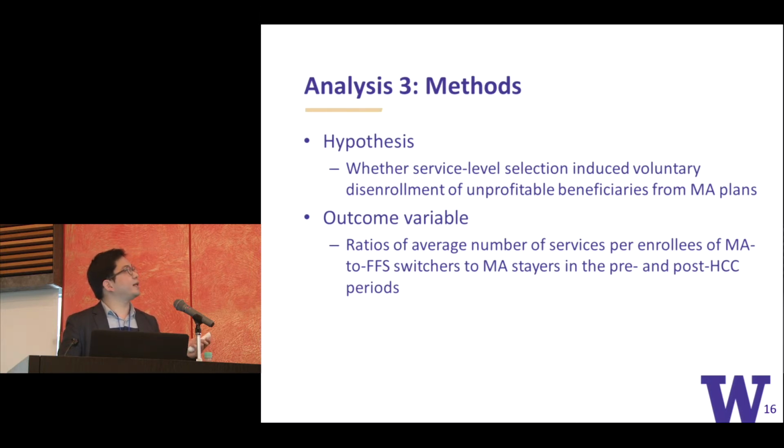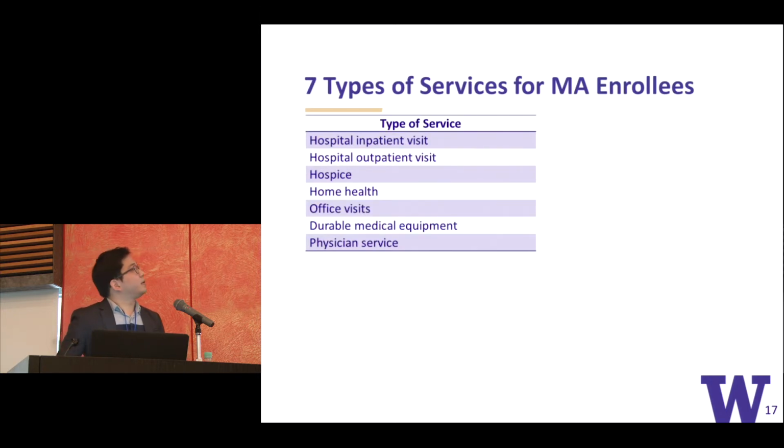And then I calculated the ratios between them for each type of service, separately in the pre- and post-ACC periods. But until 2010, the US government didn't collect claims data for people staying in MA plans. So to estimate service-specific use for this population, I used the survey data that is part of the MCBS data.